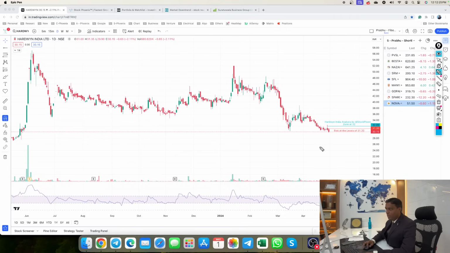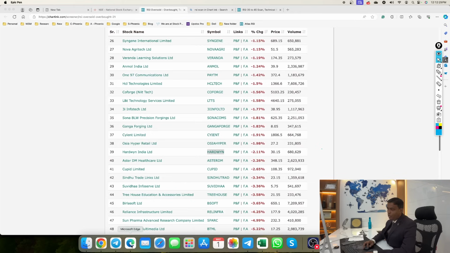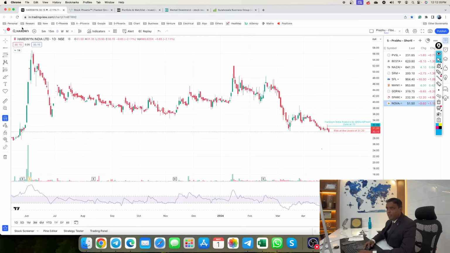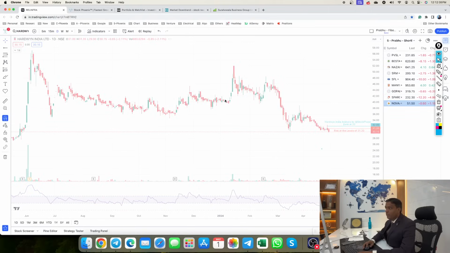It's going down, down. Let it go further down. Wait for a reversal. RSI has to cross 40. Then only we can make an entry. Okay, we'll check a few more.